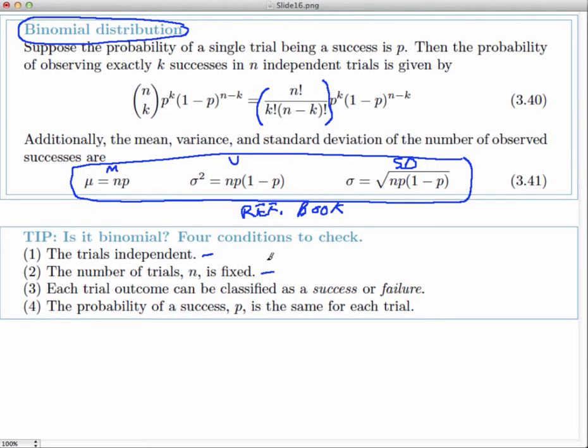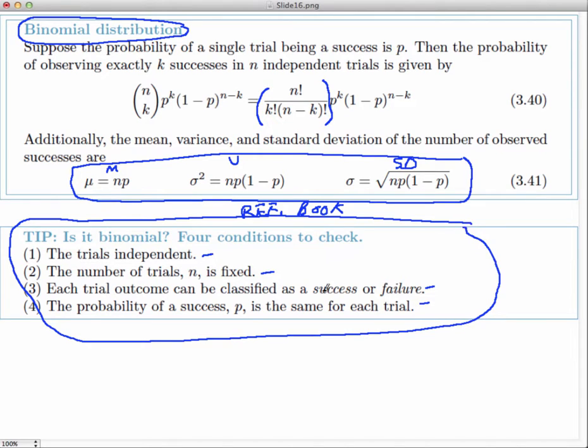The number of trials is fixed. Yes, we had 3. Every time you look for a binomial, you have to have a fixed number of Bernoulli trials. In our example, I had just 3 of them. Can't have an infinite number of them. Each trial outcome can be classified as success or failure. Again, if it's not Bernoulli, you shouldn't be doing this. And the probability of success doesn't change from one trial to the next. In other words, you don't slip in a different coin halfway through that's got a different probability of success and failure. So you check off each of these 4 things and you can tell me whether or not it's binomial. Again, this tip belongs in your reference book also, in the section on the binomial distribution.